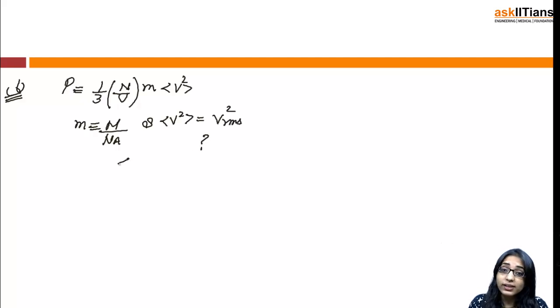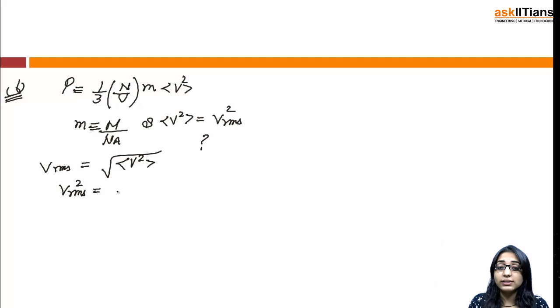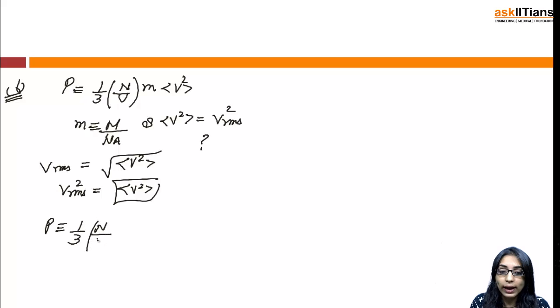And why have I written this? We know that the square root of the average of v square is nothing but V RMS. So if I take the square on both sides, V RMS square is nothing but the average of the square of the velocities. So if you simply put the values, you will get P is nothing but 1 by 3 into N over V, M divided by Na, into V RMS square.